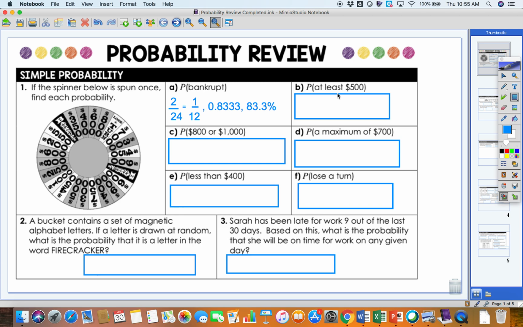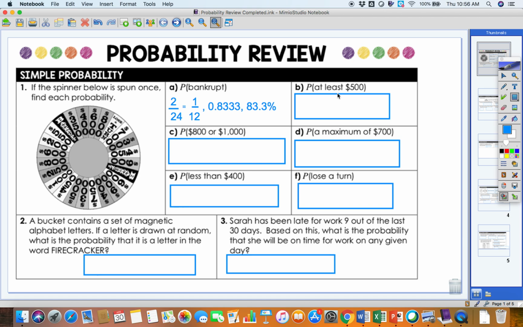So guys, remember with a simple probability, it's a part to whole ratio, and they need to be simplified or reduced if they're fractions. You can also represent probabilities as decimals or percents.